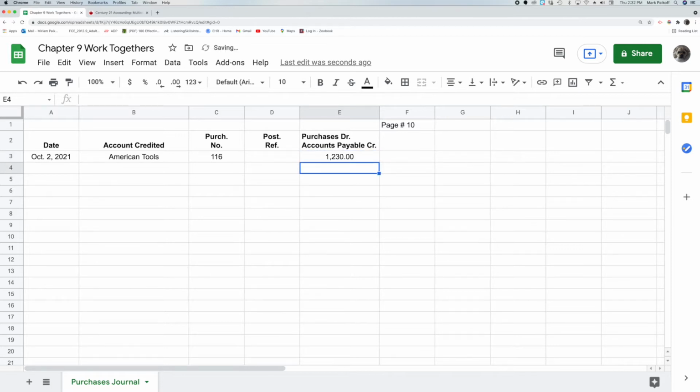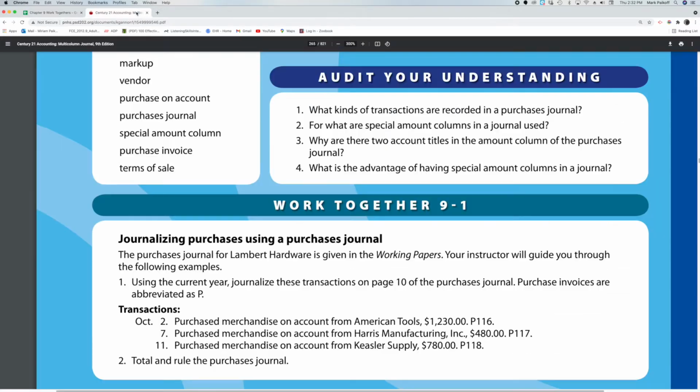And as I said in the last video, if we were to go and post this amount later to a subsidiary ledger, it would be recorded as a debit to purchases and a credit to accounts payable. Okay, so that was the first transaction. This next transaction reads, on October 7th, purchased merchandise on account from Harris Manufacturing Incorporated, $480, purchase invoice number 117.